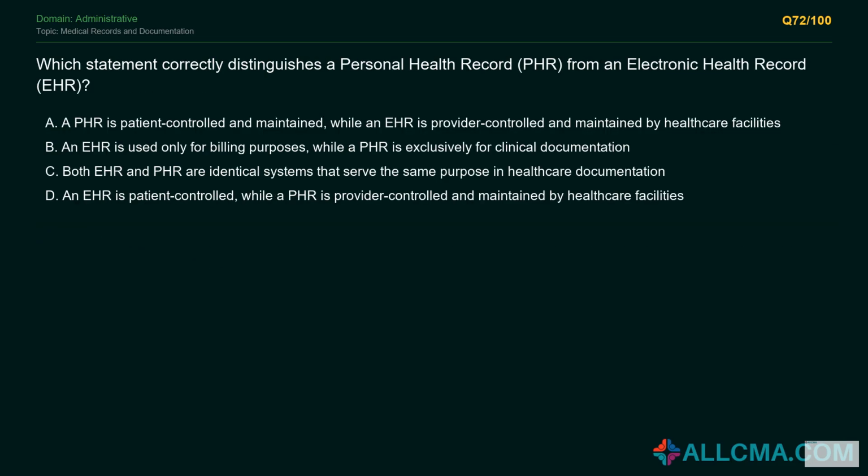Question 72. Which statement correctly distinguishes a personal health record, PHR, from an electronic health record, EHR? Option A. A PHR is patient-controlled and maintained, while an EHR is provider-controlled and maintained by healthcare facilities. Option B. An EHR is used only for billing purposes, while a PHR is exclusively for clinical documentation. Option C. Both EHR and PHR are identical systems that serve the same purpose in healthcare documentation. Option D. An EHR is patient-controlled, while a PHR is provider-controlled and maintained by healthcare facilities.